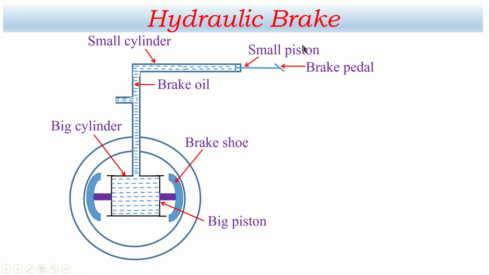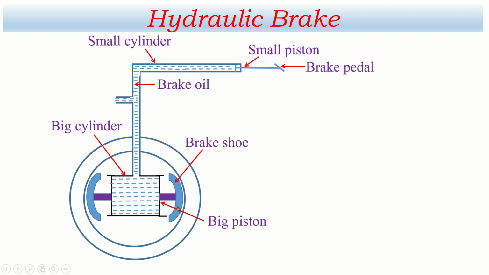But the force applied on the brake pedal is very less. The same force magnifies to a very huge value on the big piston. Pressure in the small piston and big piston is equal. But because the area of the big piston is very huge in comparison with the small piston, look, this is very less surface area here. Since the area of the big piston is very huge in comparison with the small piston, that's why force magnifies to a very huge value in the big piston.